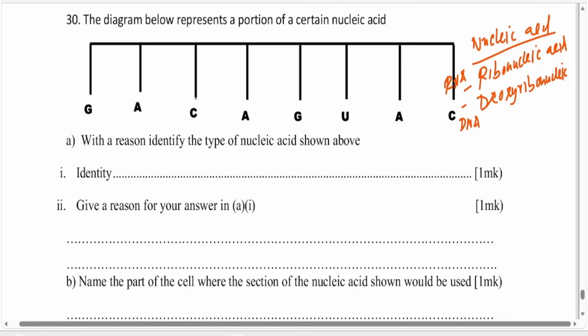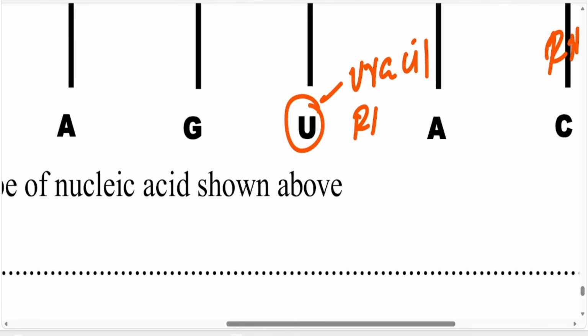The major difference between the two in terms of their structure: DNA has the base thymine, which is replaced by the base uracil in RNA.